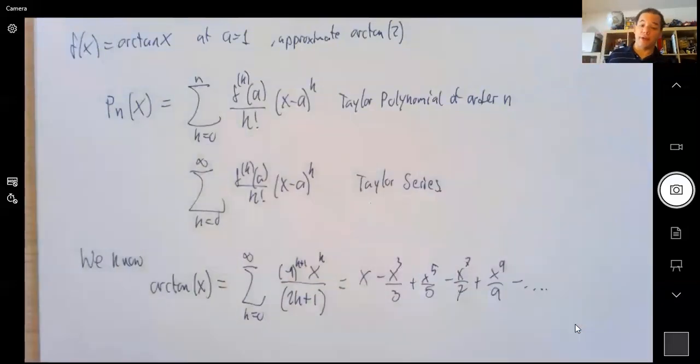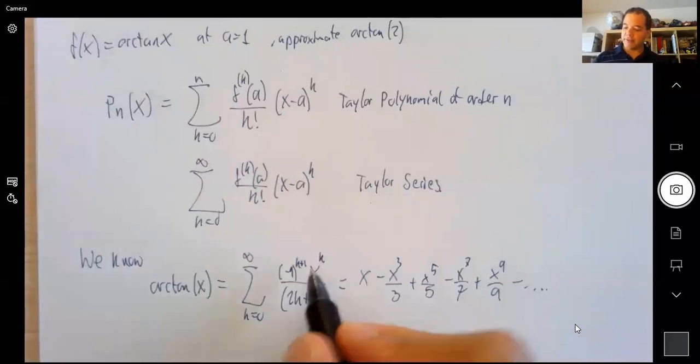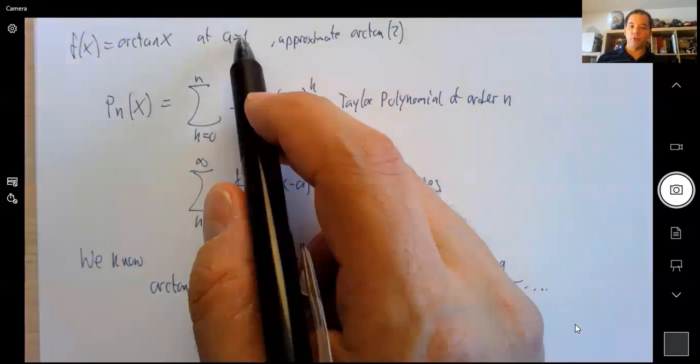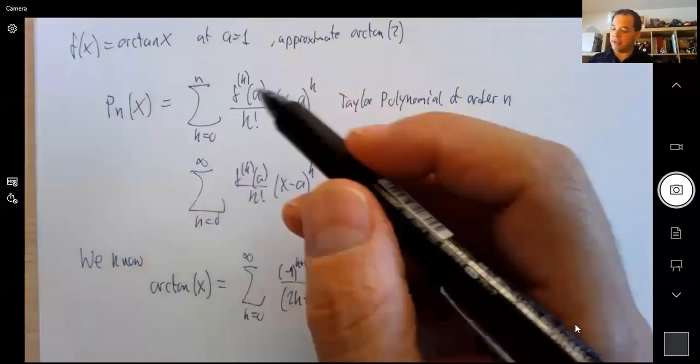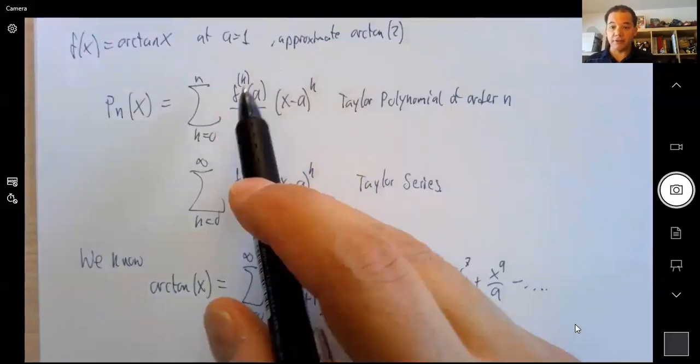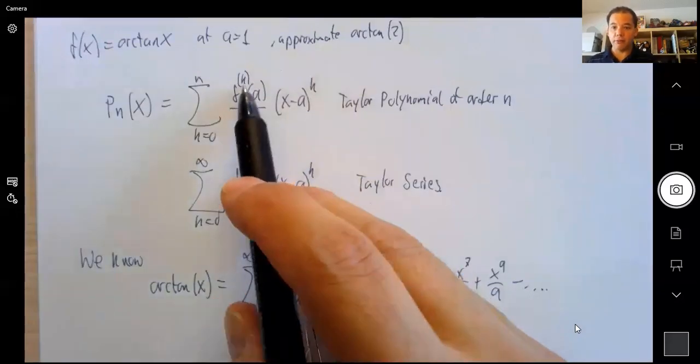So we know this one, but we cannot use it because this one is centered at 0. And look here, the center is 1. So there's really no going around this. We need to do the work. Now, the good thing is we only need the Taylor polynomial of order 2. So we only need to go to the second derivative, right? So that will be easy.